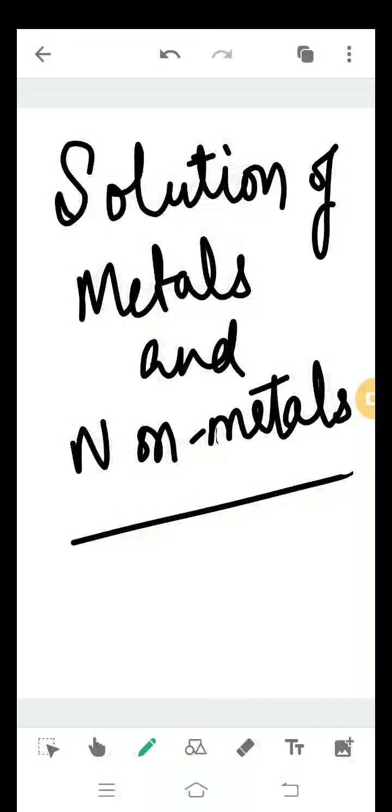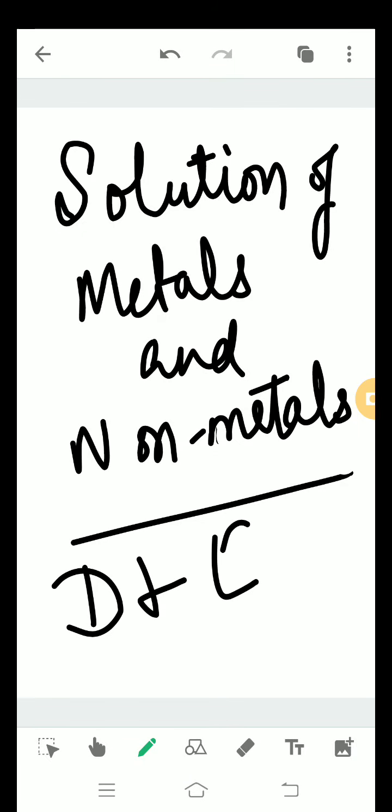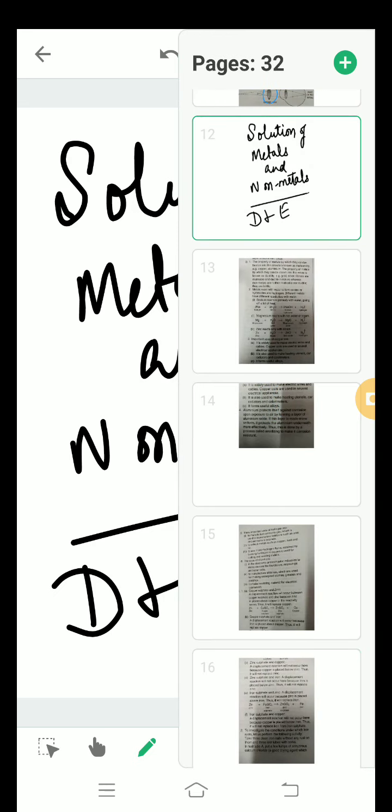Today we are going to do the answers of metals and non-metals of part D and E. So let us start with the solutions of metals and non-metals.